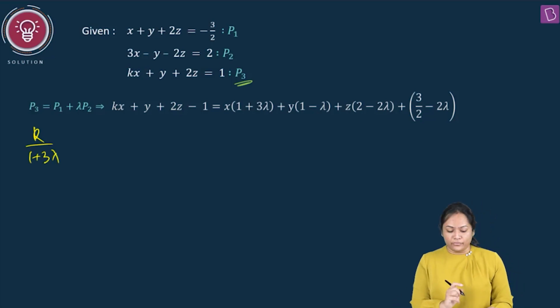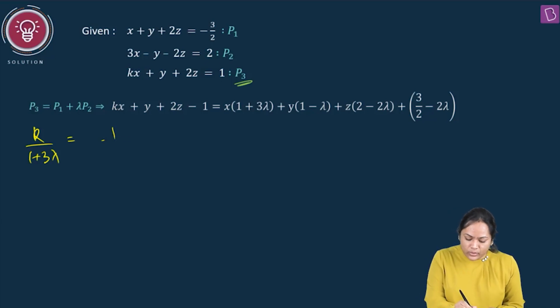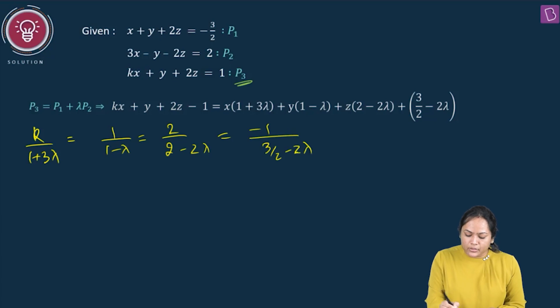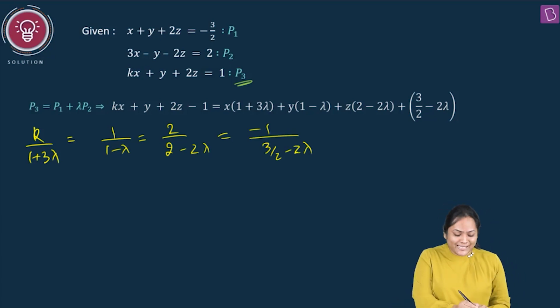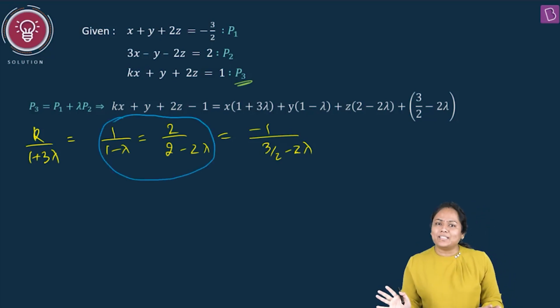This is the coefficient of x, equal to the coefficient of y. When I write its ratio, it's 1 upon 1 minus lambda. For z, it's 2 upon 2 minus lambda. And for the constant, it's minus 1 upon 3 by 2 minus 2 lambda. Now here you can see one thing very clearly, that these two are actually the same. Both are written as 1 upon 1 minus lambda, right?